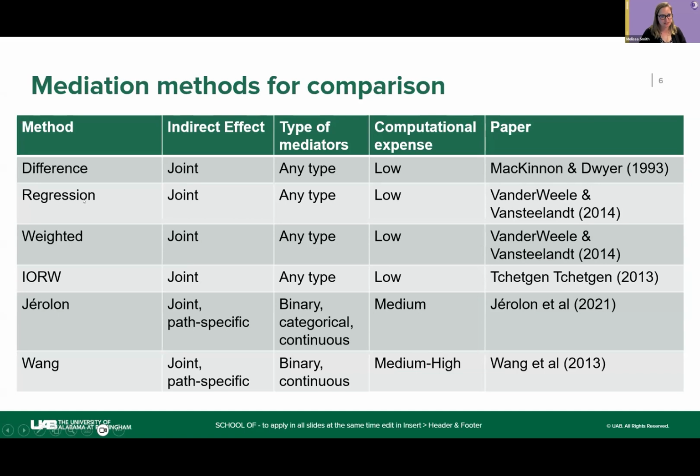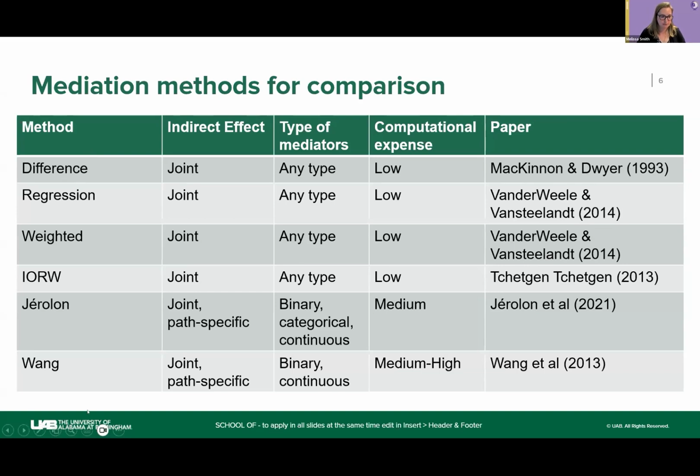And then the regression-based method is another method that is commonly used in the literature and was proposed by Van der Wiel and Vansteelandt. And in that same paper, they also proposed a weighting-based method. We also have the inverse odds ratio weighting method proposed by Tchetgen Tchetgen in 2013. And all of these 4 methods estimate the joint indirect effect, but they're not designed to estimate those path-specific effects.